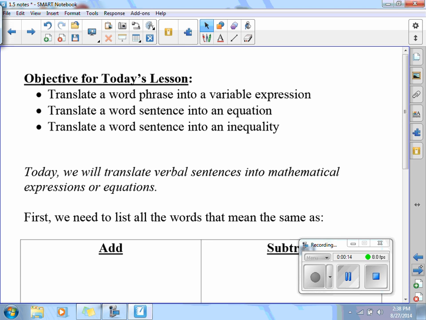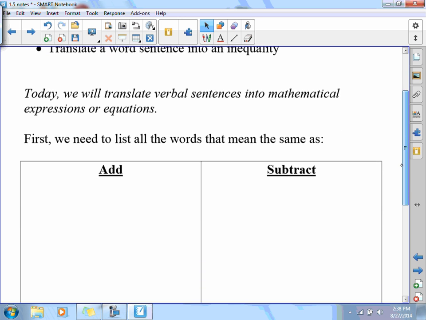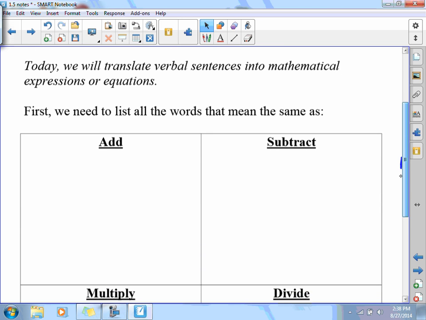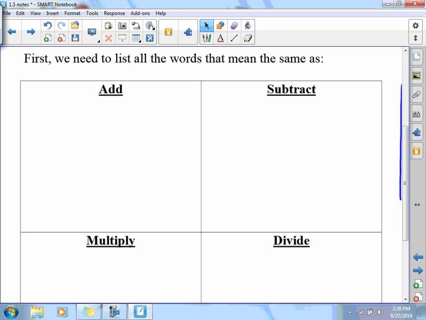Today's objectives are to translate a word phrase into a variable expression, translate a sentence into an equation, and translate a sentence into an inequality. But before we can actually translate words into mathematical expressions or equations, we need to make a list of some of the words that mean add, subtract, multiply, and divide.